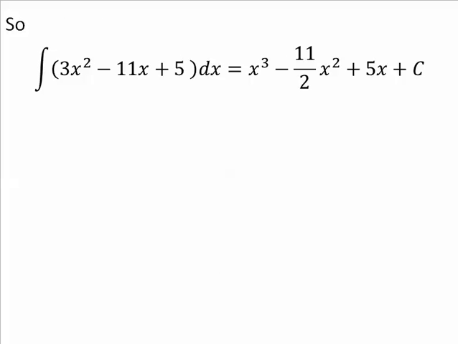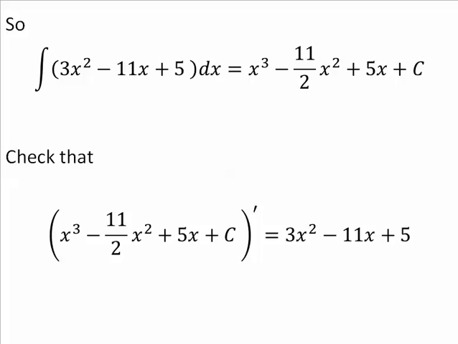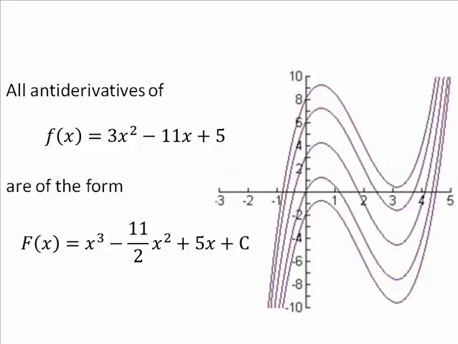So the antiderivative of 3x squared minus 11x plus 5 is x to the 3 minus 11 halves x squared plus 5x plus an arbitrary constant. And you want to check that the derivative of your result is your integrand. And just a reminder, all antiderivatives are of this form plus a constant. And so you've got a whole family of antiderivatives that differ only by a constant value.